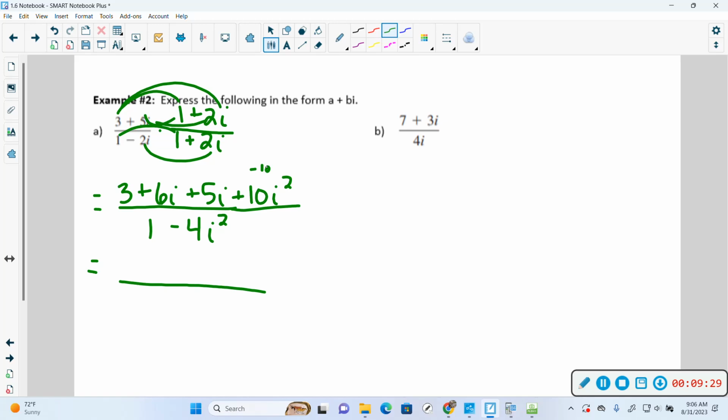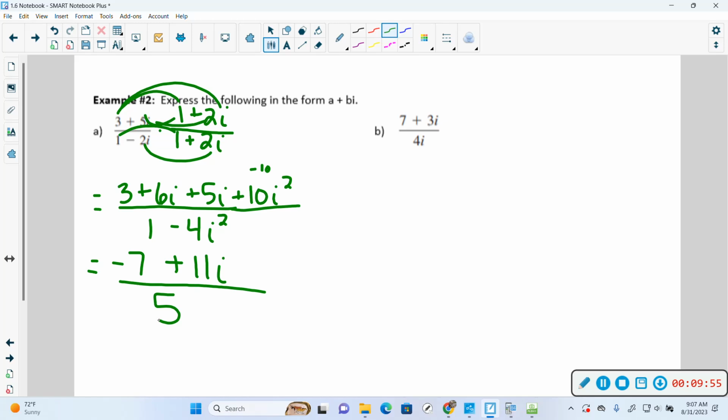So I'm going to put 3 and negative 10 together. 6i plus 5i together. And I'm going to simplify the bottom. i squared, of course, is negative 1, so you really have a plus 4 there. So 1 plus 4. So did we achieve the goal of getting the i out of the bottom? Yeah, okay, but nitpicky.